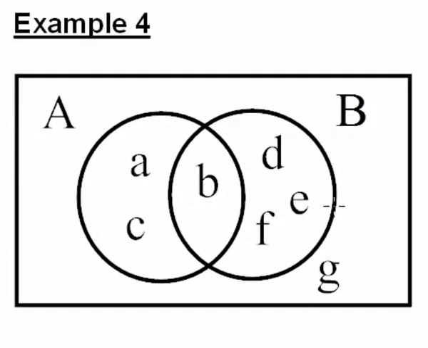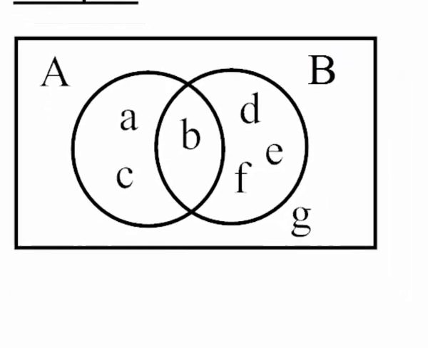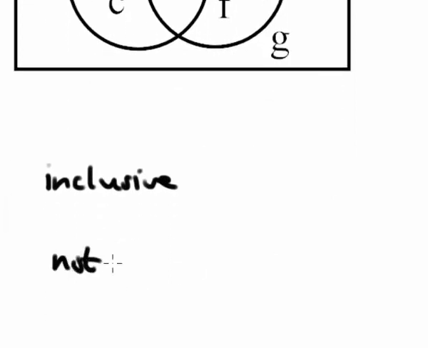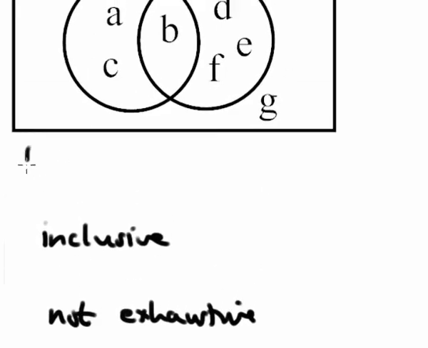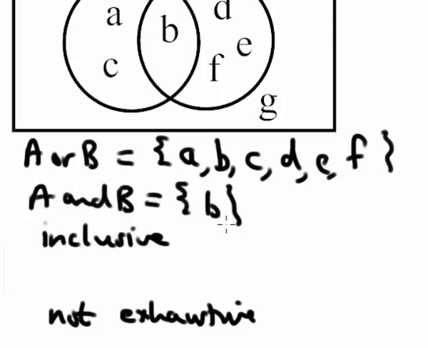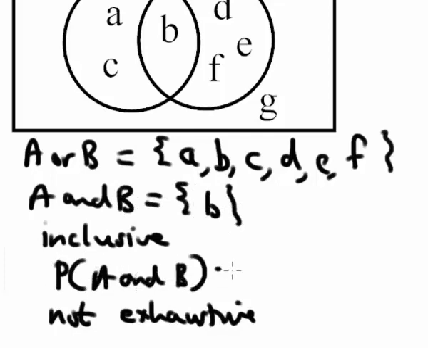Now we've got an intersection, so they're definitely inclusive. That's inclusive. And they're not exhaustive, so let's write down not exhaustive here. That's important because there's a G on the outside. What is the union? The union would be all the elements A, B, C, D, E, and F. G's on the outside. The intersection is the set that contains B. So inclusive, because the probability of the intersection is definitely equal to 1 out of the 7, which is not equal to 0. Inclusive means the probability of A and B is not equal to 0.